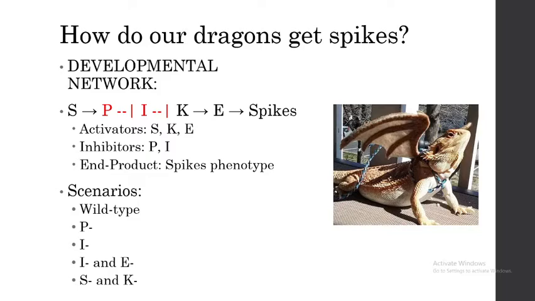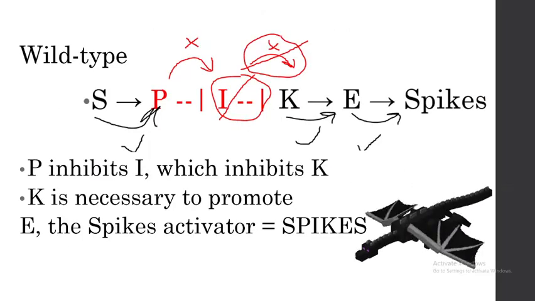Arrows, such as those following S, K, and E, are activators, and the intersecting horizontal and vertical lines signify inhibitors, such as those following genes P and I. We will go over scenarios in which one or two genes are negative, aka lacking from the network. The wild type is the normal version of the genetic network, and no genes are absent.